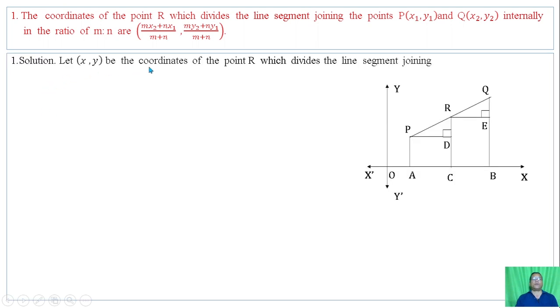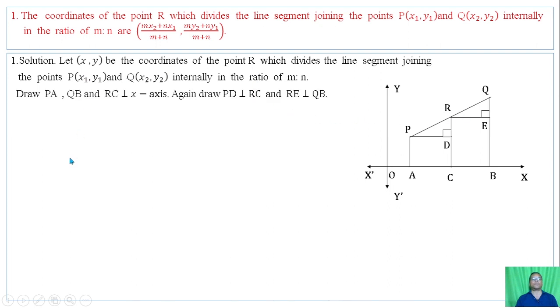Let x, y be the coordinates of the point R which divides the line segment joining the points P and Q internally in the ratio m:n.